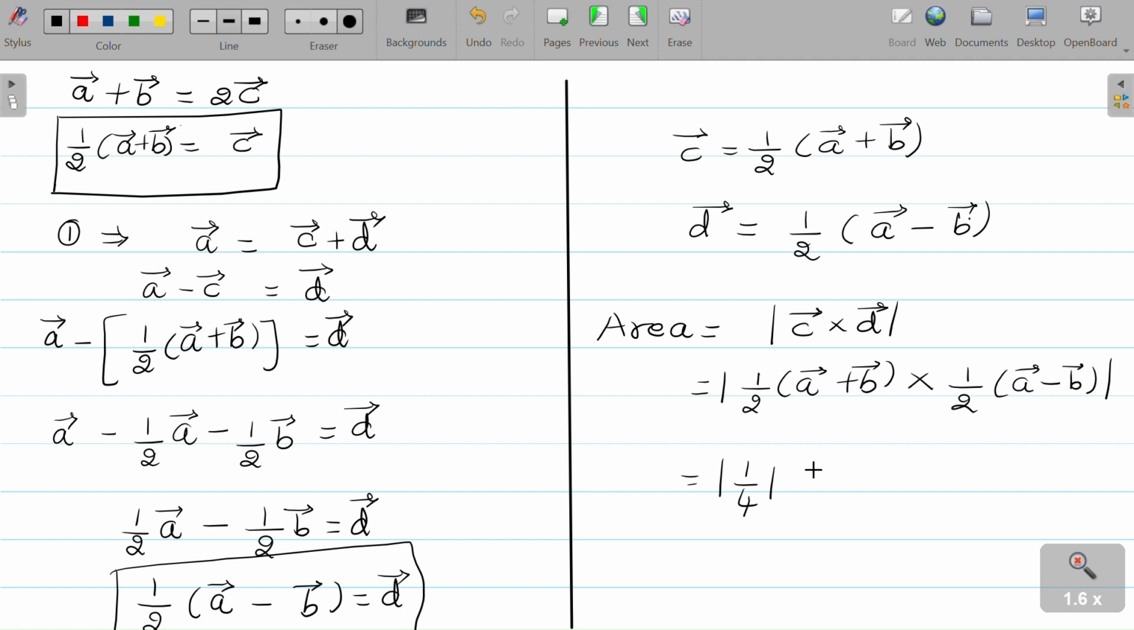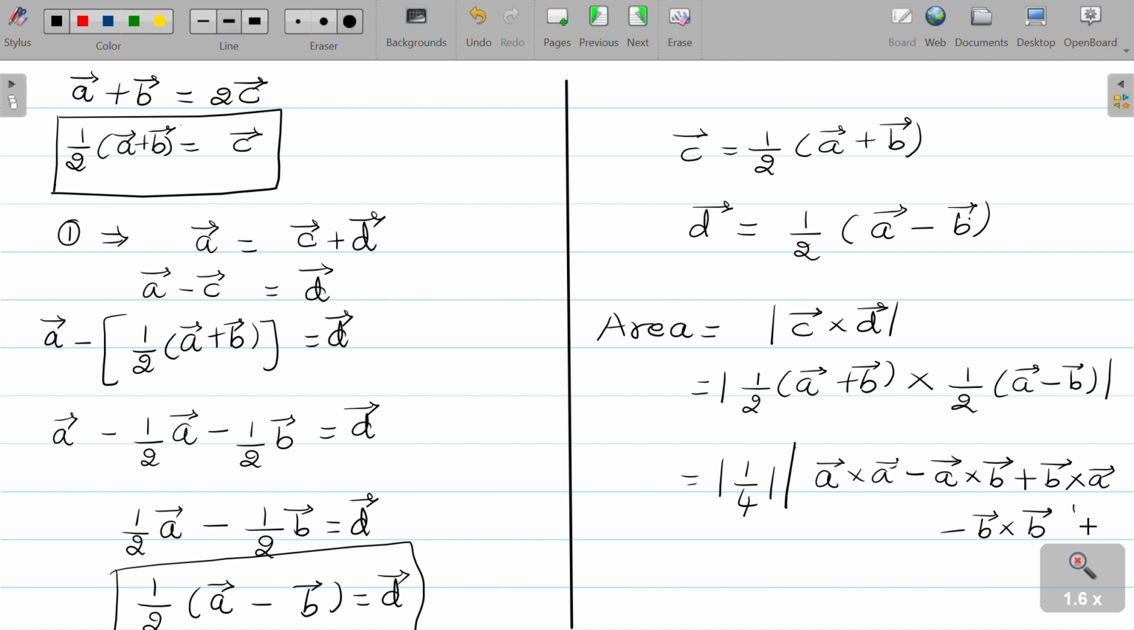Then inside, modulus of A vector cross A vector, then A vector into minus B vector, that is minus A vector cross B vector, and then plus B vector cross A vector, and then minus B vector cross B vector.